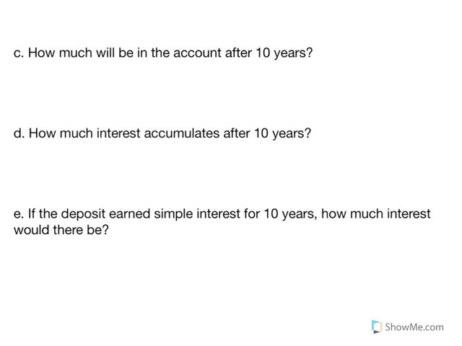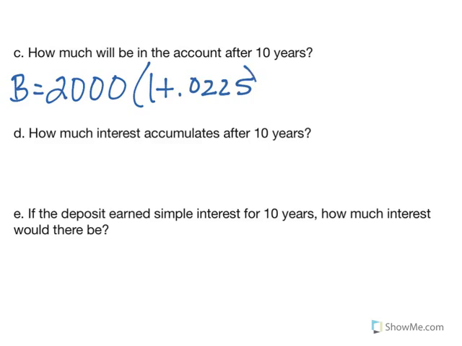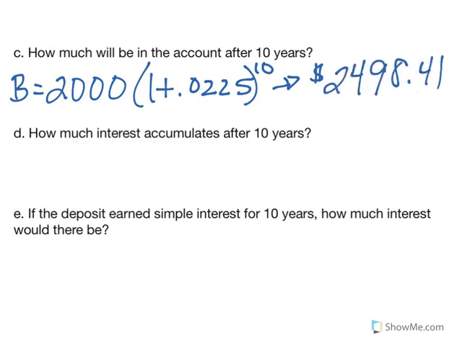Letter C, 10 years. So let's talk about the same concept. Balance is the principal of 2,000 times 1 plus 0.0225 raised to the 10th power. And when I do the math, I come up with an answer of $2,498.41. Again, letter D, how do I know how much interest I accumulated?